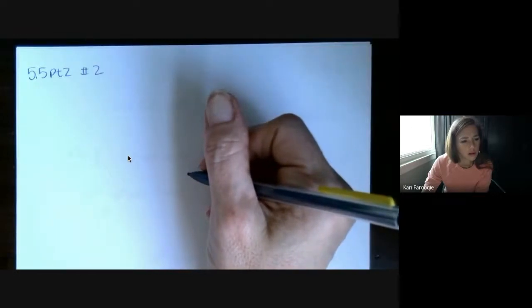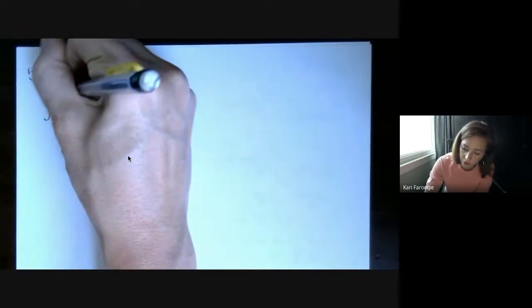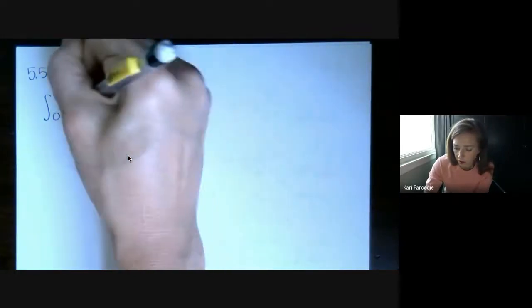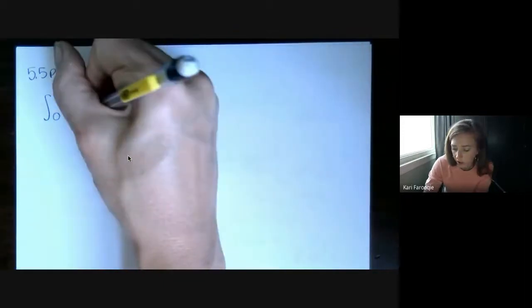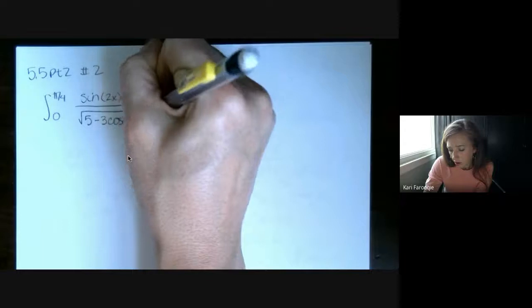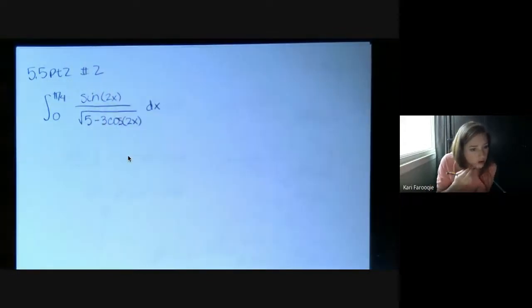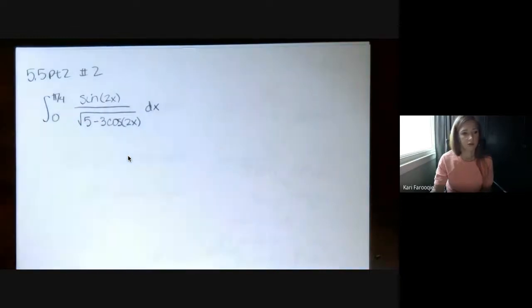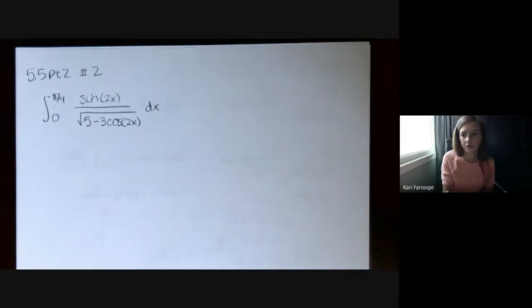So this one is find the definite integral. We're going from 0 to pi over 4, and we're looking at the sine of 2x divided by the square root of 5 minus 3 times the cosine of 2x dx. I'm sure I copied that down right. So the only numbers that iterate in this problem are the 5 and the 3. So anyone else should have had one that was really similar to this one.